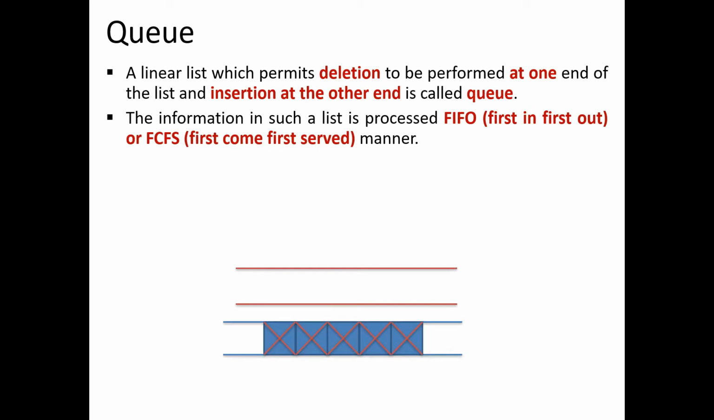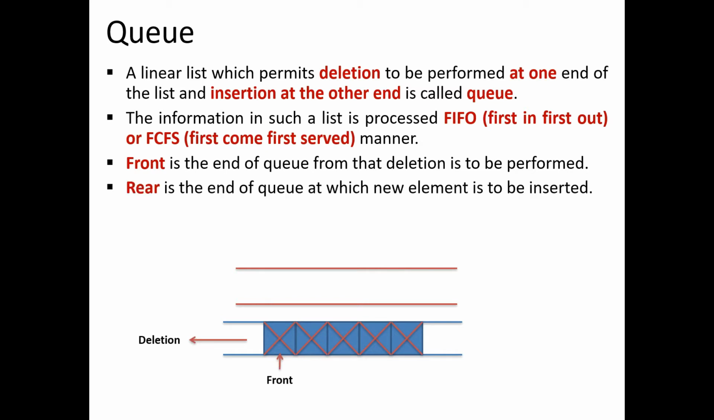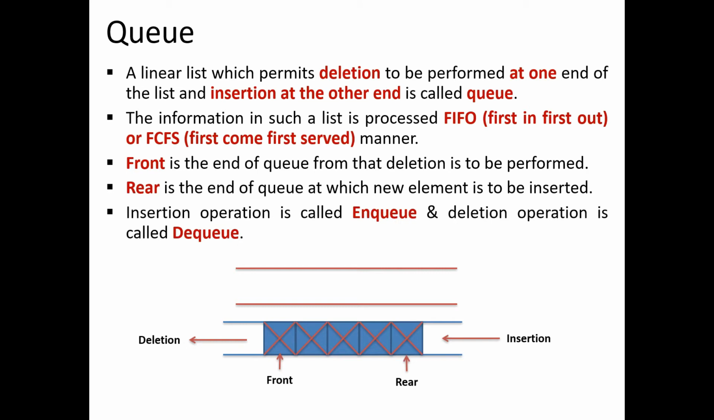So basically, the front is the end of the queue from which deletion is to be performed. So this is the front, and the deletion operation is performed from the front in a queue. And the rear is the end of the queue at which a new element is to be inserted. So this is the rear, and a new element is inserted from the rear in a queue. So the insertion operation is called NQ and the deletion operation is called DQ.